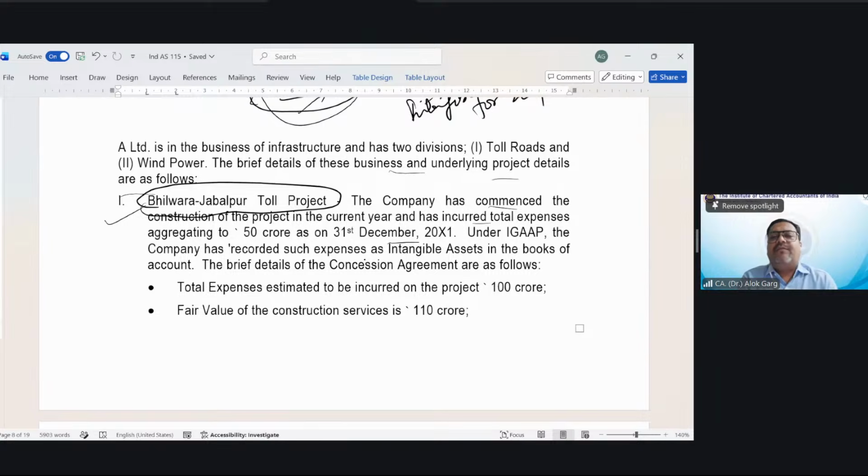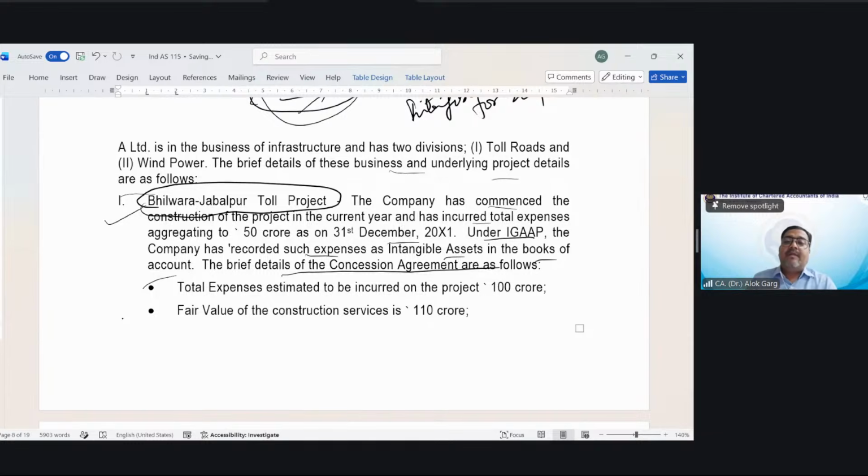Aggregating to 50 crore as on 31st December 20x1. Under the previous GAAP accounting standard, forget about accounting standard. The company has recorded such expense as an intangible asset in the books of account. The brief detail of the concession agreement are as follows. Whatever they have done in the accounting standard, we are not required to do anything. So we have to be concerned about the Ind AS treatment, the 115 treatment.